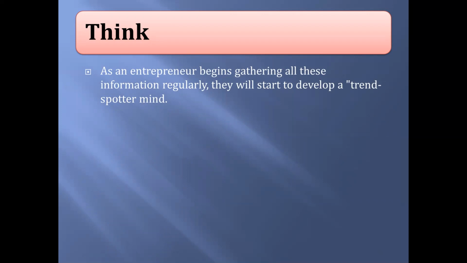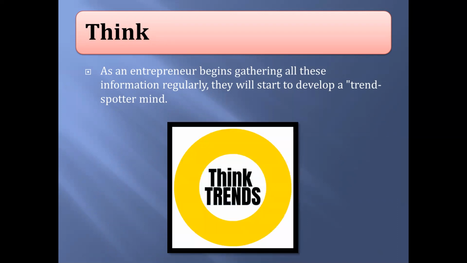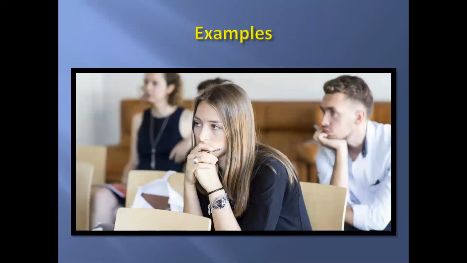When an entrepreneur begins gathering all this information regularly, they will start to develop a trend spotter mind, because they are thinking. Let's take an example. An entrepreneur does not only sit and think, but puts all these things together: reading, watching, talking, and observing these trends. Only then will they use this ability of thinking, analyzing and synthesizing to make connections with their business, and that's how they come up with great ideas for their product. That's why they have to pass through all four stages.